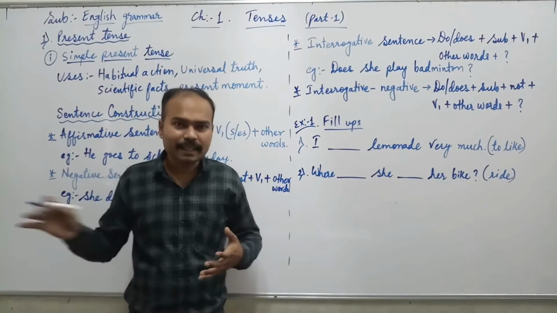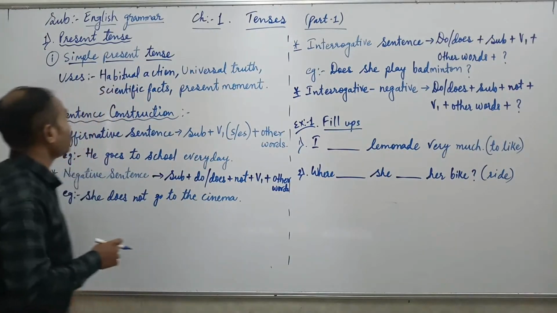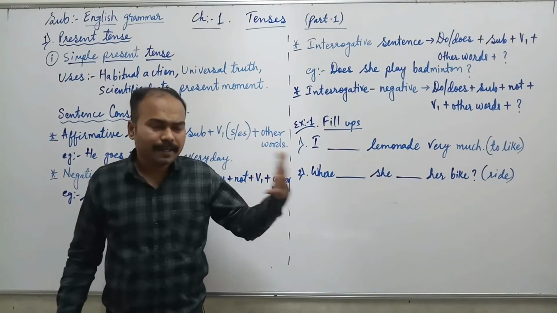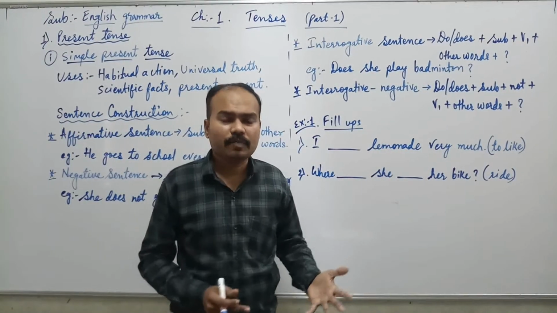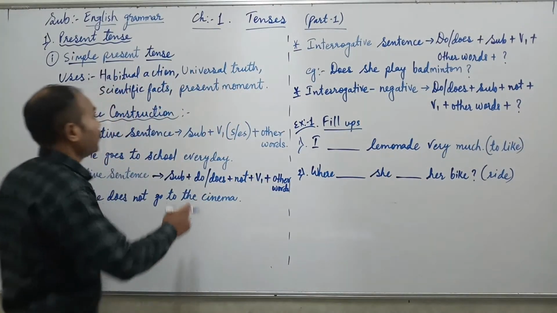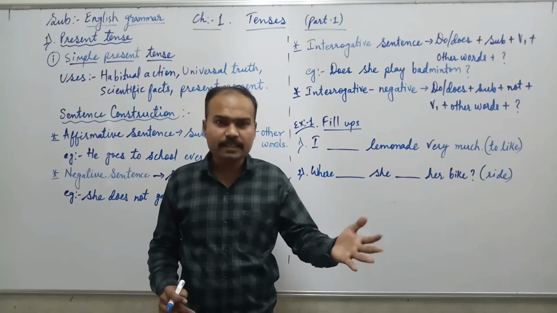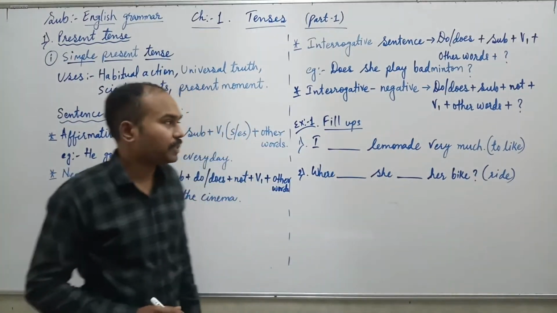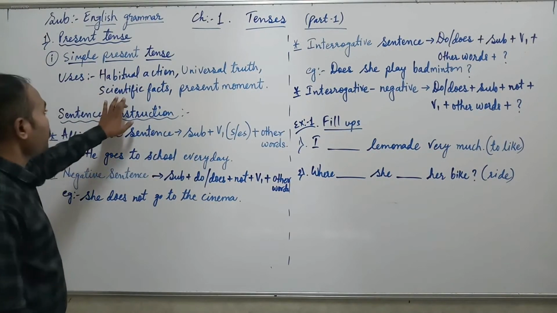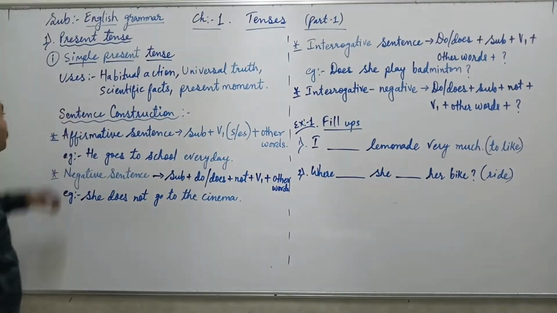For example, if I say, it rains, this is an example for present moment. Then habitual action, those actions which we do again and again, daily, every time. For example, I go to school in the morning. This is habitual action. Then universal truth: the sun rises in the east is an example for universal truth. Okay, so in this way we use, and also in scientific facts we use simple present tense. So these were the uses.